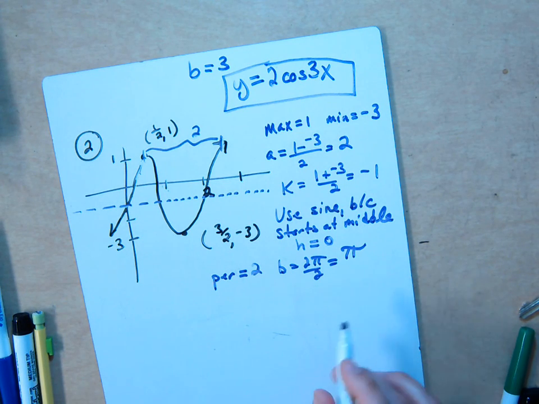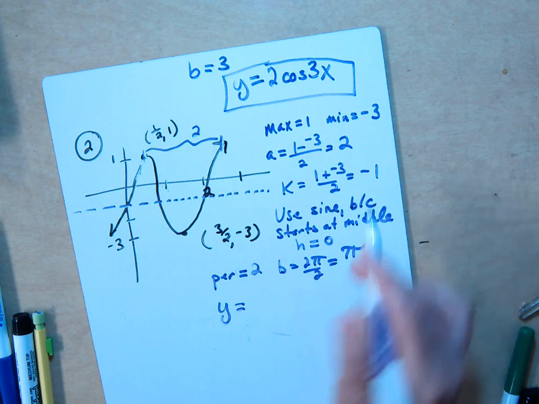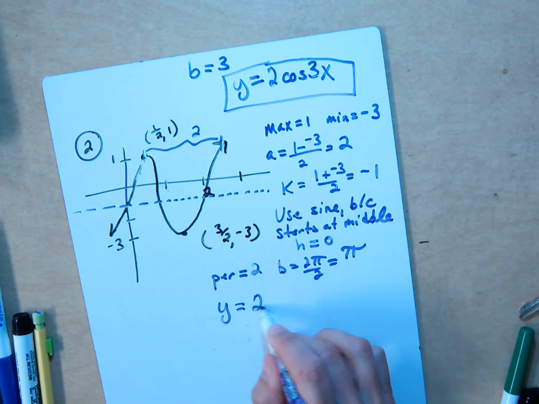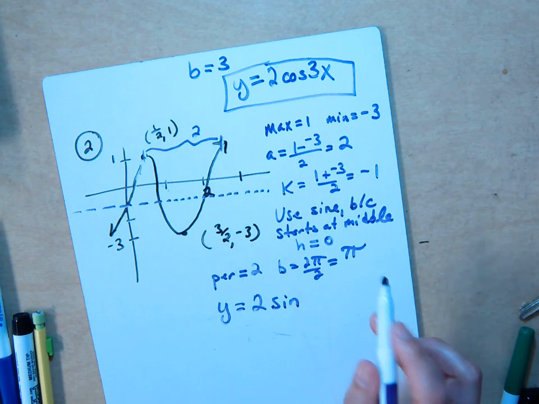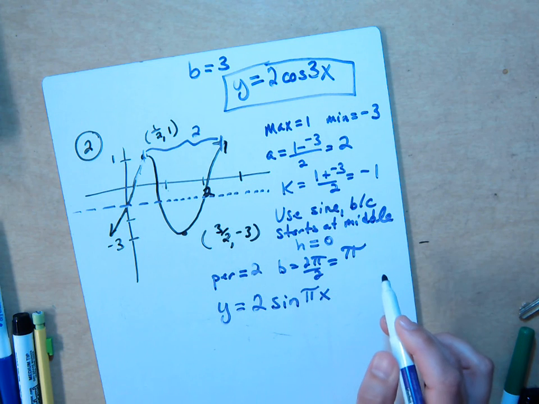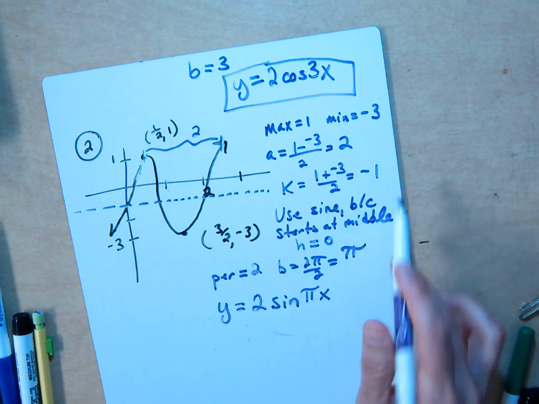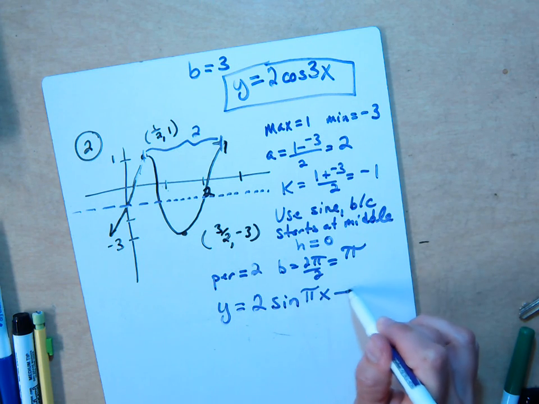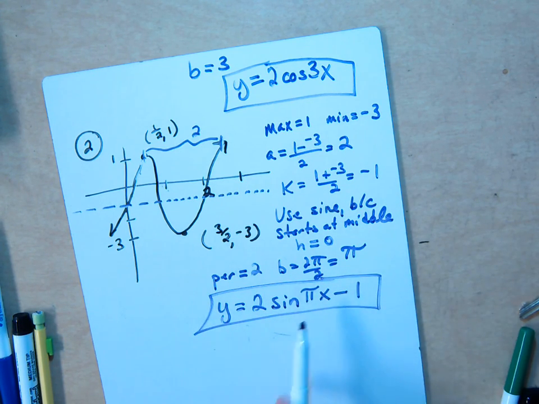That goes in the equation. So our final equation is y equals A, which we found to be 2, times sine of B, which is pi x, there's no H, and then K is -1. That's the center. So this model will give us, given any x, we could find y, and vice versa for any problem.